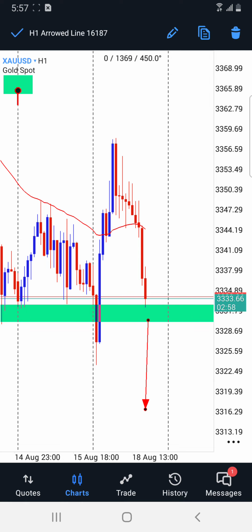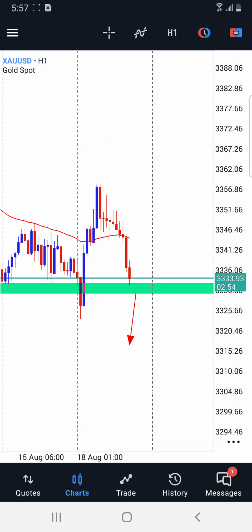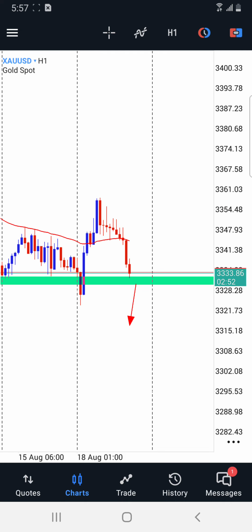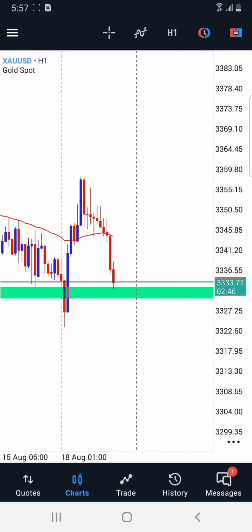The next signal will be after we break this 4-hour support, and then we have some clear confirmation before we continue with our sales to the downside. So right now I'm not in any position, and I'm just waiting to see the reaction around that zone. So that is it on gold. This week I'm generally seeing more sales happening.